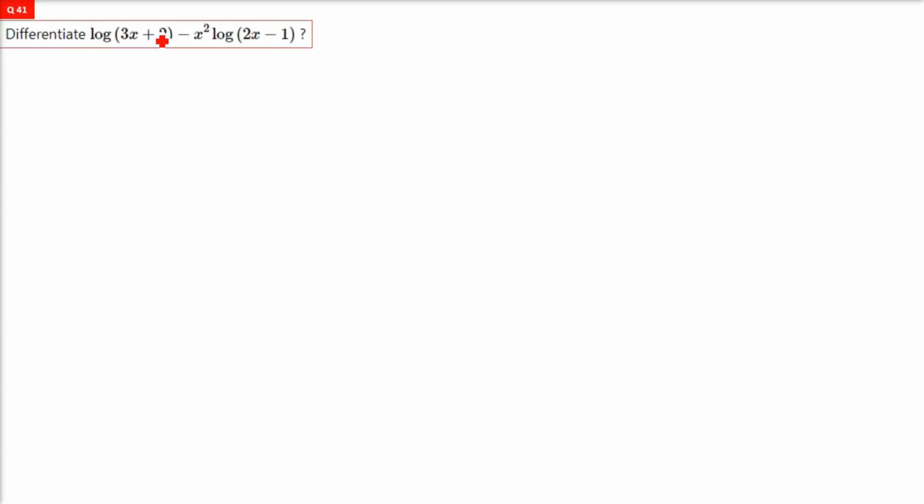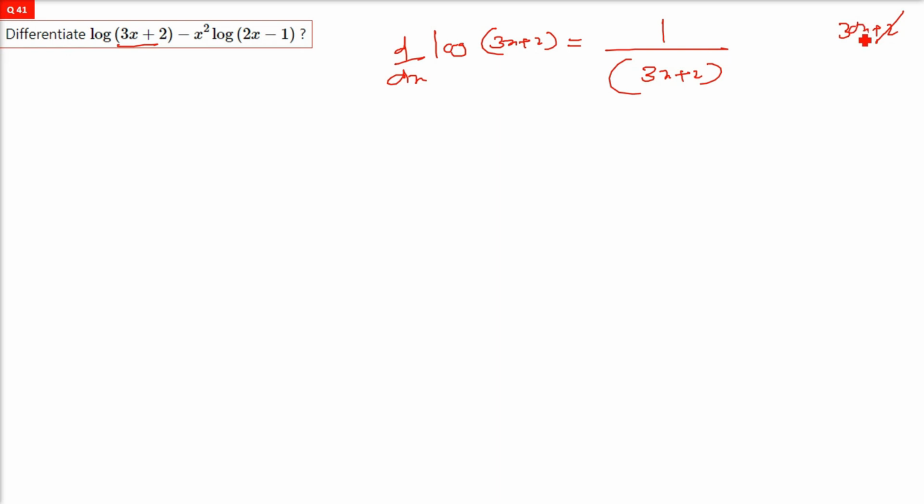So same thing we are going to do here. There are two terms here, so we'll handle them separately. So d by dx of log(3x + 2): log of anything, it will be 1 by that anything. So 1 by (3x + 2), and the differentiation of 3x + 2 is going to be 3. So the 2 will be 0 and 3 will come out, d by dx of x is 1. So you have a 3 here.